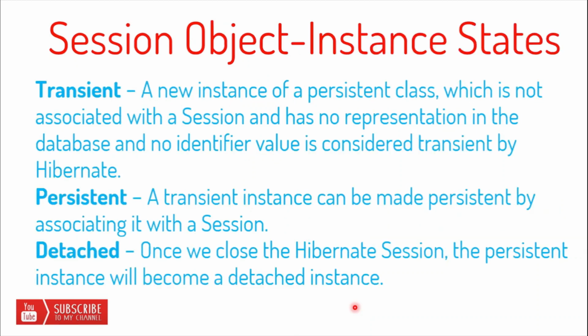Now let's see various states of the instances in session object. First one is transient. So when a new instance of persistence class is created, which is not associated with session and has no representation in the database, that is known as transient state. The second state is persistent state. So a transient instance can be made persistent by associating it with the session. So any changes which are happening to the objects which are in persistent state will be saved back to the database as well. The third one is detached. So once we close the Hibernate session, the persistence instance will become detached instance.